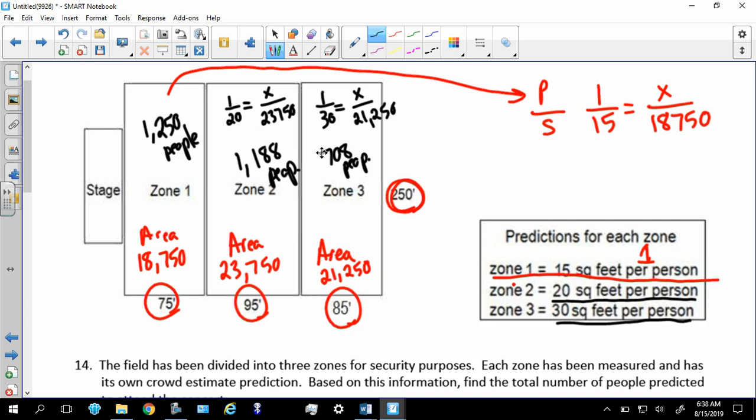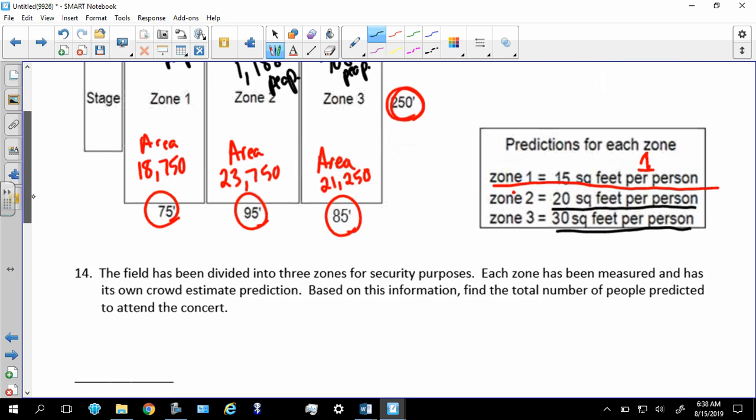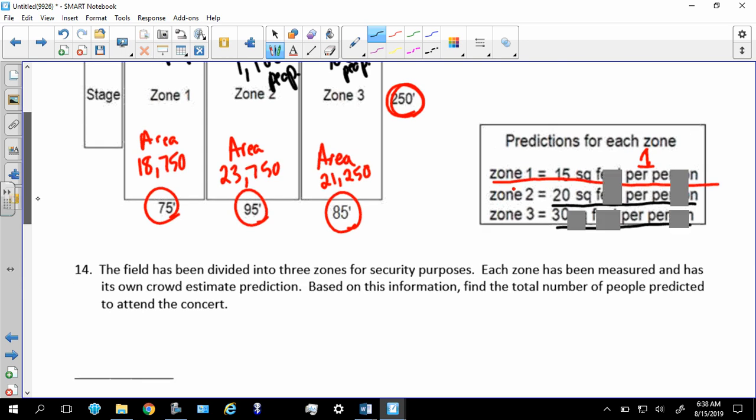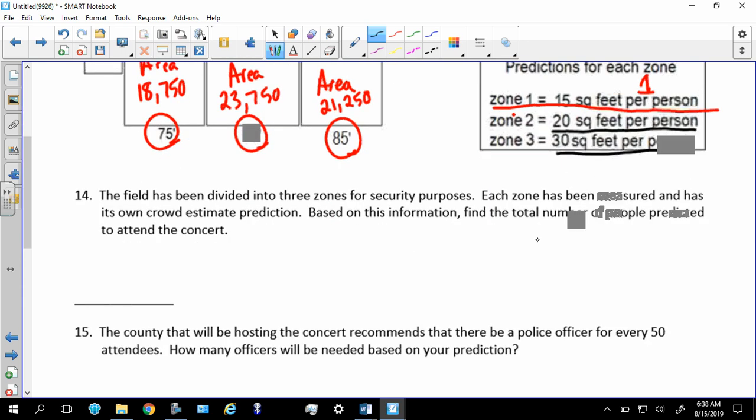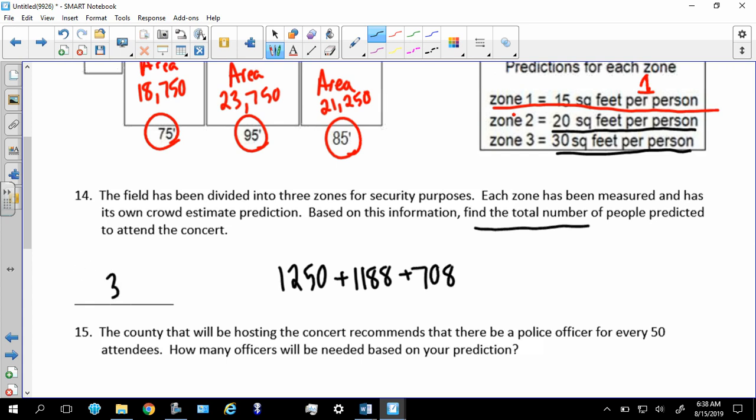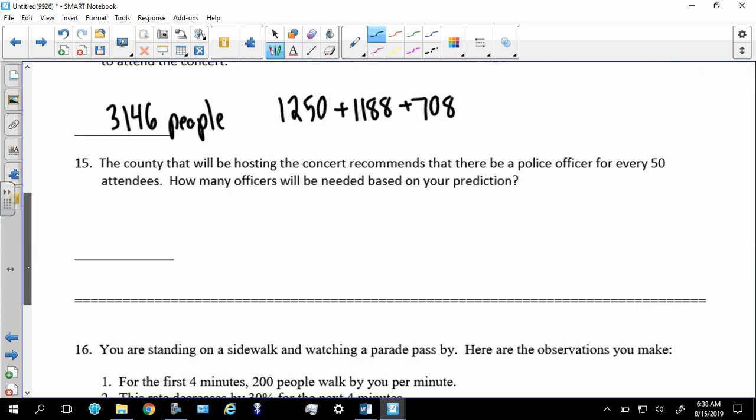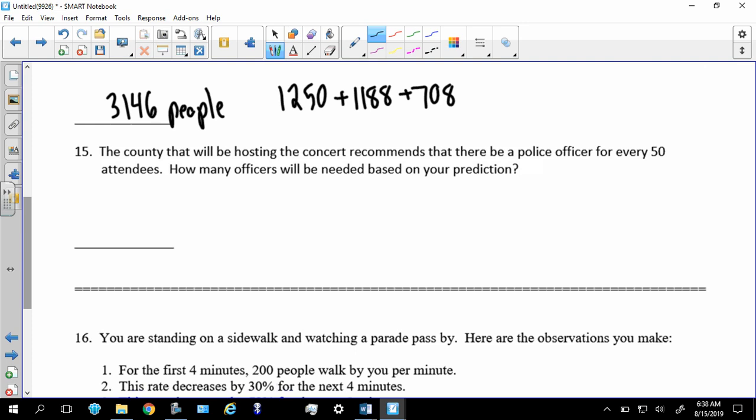All right. So the field has been divided into 3 zones for security purposes. Blah, blah, blah. Based on this information, find the total number. Well, the total number was zone 1, 1,250, plus zone 2, which is 1,188, plus zone 3, which is 708. You do the math, you get 3,146 people. 3,146.